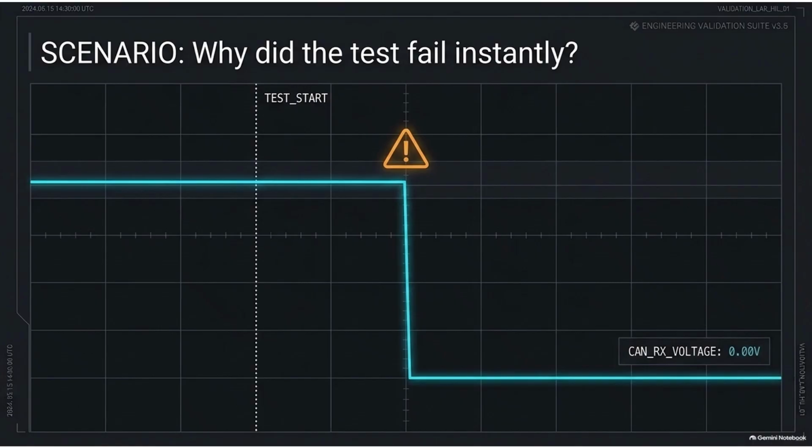Imagine you start a test. It fails instantly. Look at this signal trace here. The voltage drops to zero immediately. Is it a software bug? Or did a wire just come loose in the lab? Let's find out, okay?